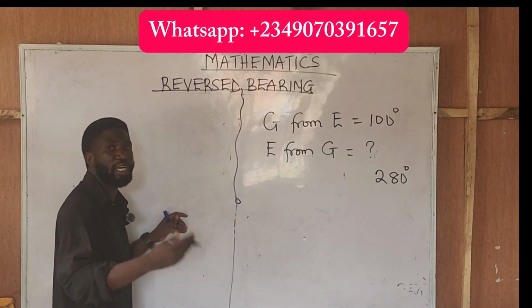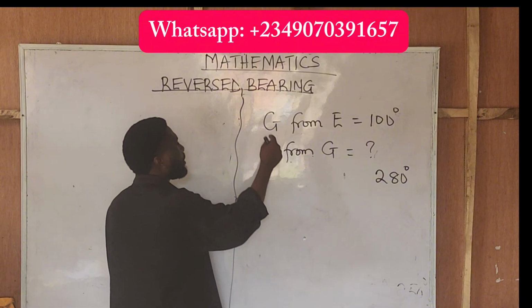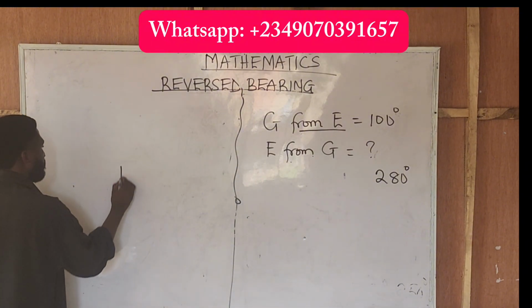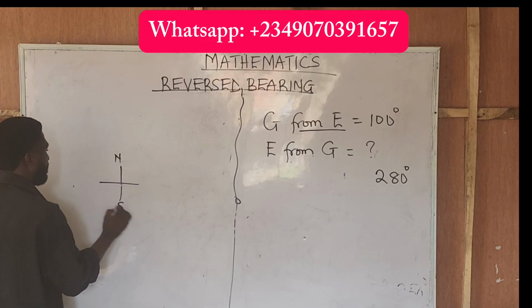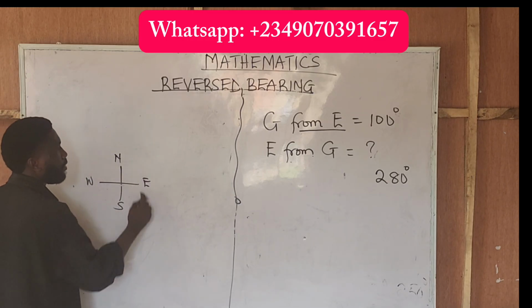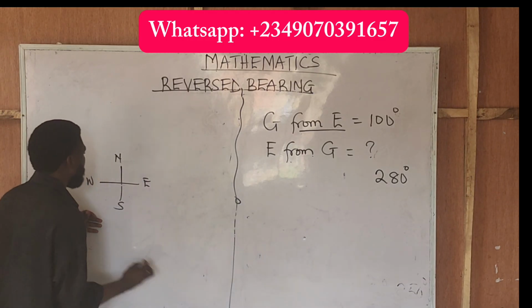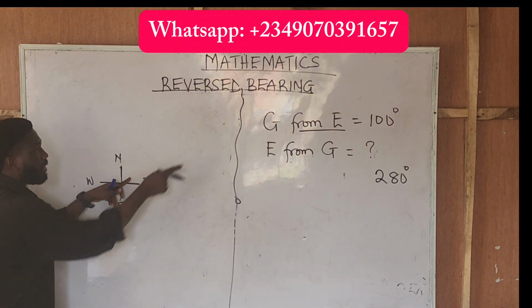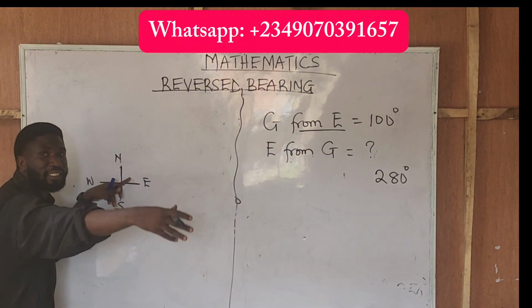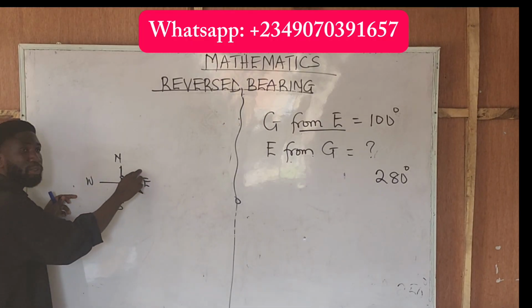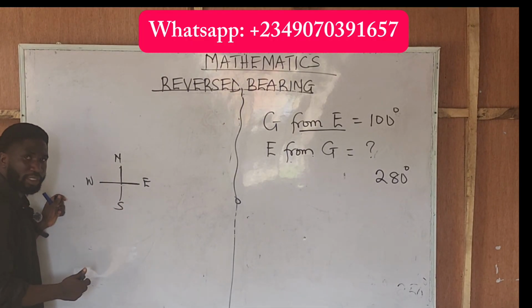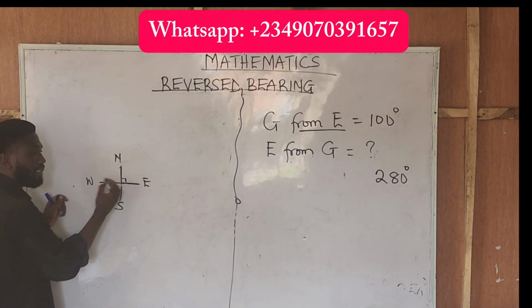So let's try to use the other method. We have that the bearing of G from E, yes, north, south, west, and east, is 100 degrees. So if from here to here is 90, the 100 now has gone beyond 90. So it's no longer found here, which is the first quadrant. We now have it between the south and the east. I hope you understand, because here to here is 90.